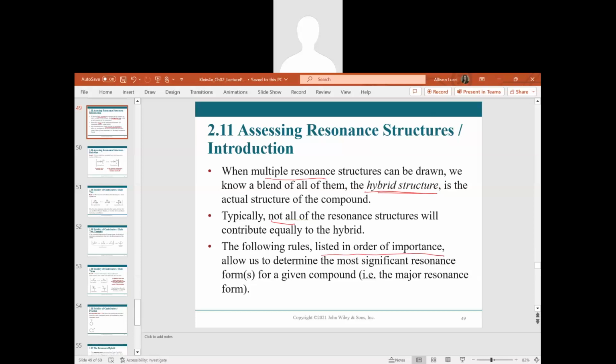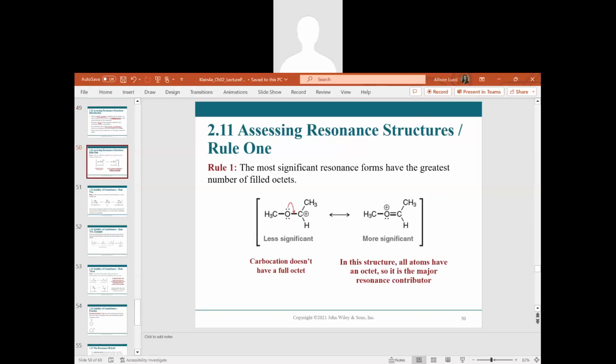Just because it's a valid resonance structure, because it doesn't break the octet rule or the don't break a single bond rule, it may not actually contribute to the hybrid structure. So let's take a look at these rules. Rule number 1 is that the most significant resonance forms will have all atoms with filled octets, right? So that would be the greatest number, all atoms. So always look and see if all of the atoms in your Lewis structure have a full octet.